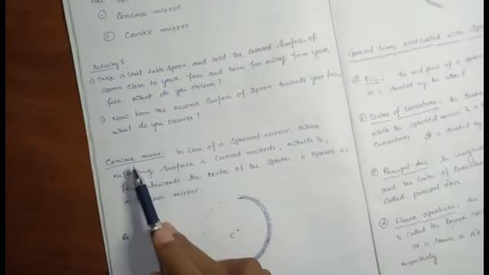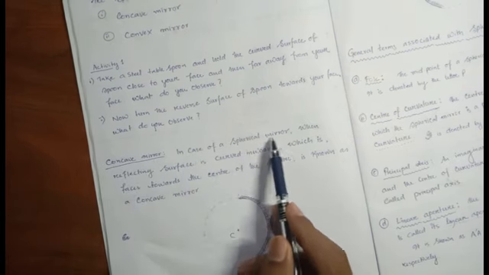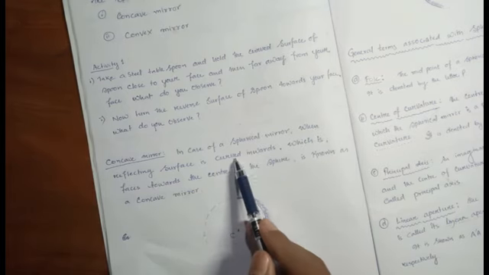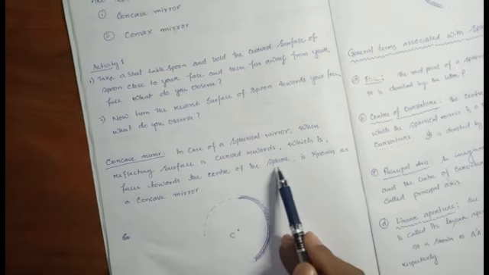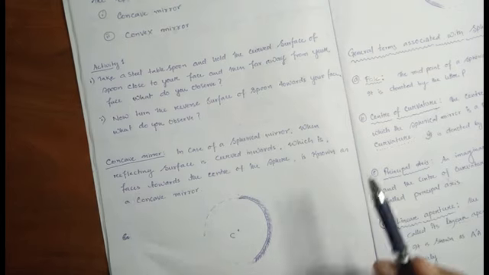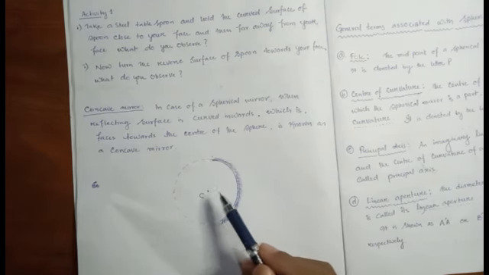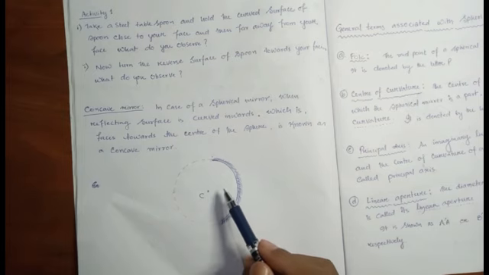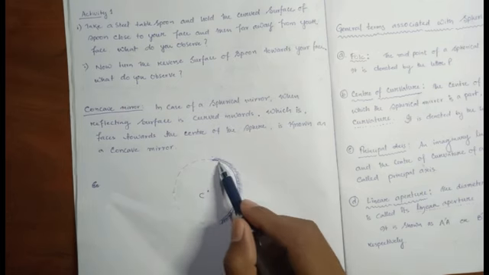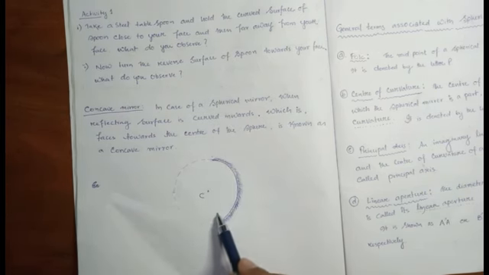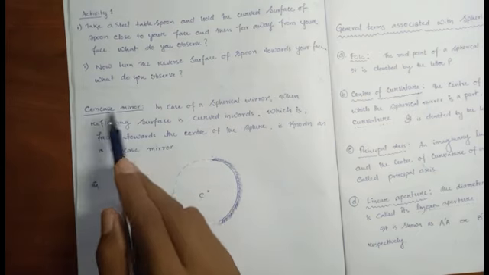Now concave mirror. So what is a concave mirror? In case of spherical mirrors, when the reflecting surface is curved inward, which faces towards the center of the sphere, it is known as a concave mirror. So you see, this is your concave mirror. This C represents the center of the spherical mirror. So you see, when the reflecting surface is curved inward, this is your reflecting surface, and this reflecting surface is curved inward, then this spherical mirror is called a concave mirror.